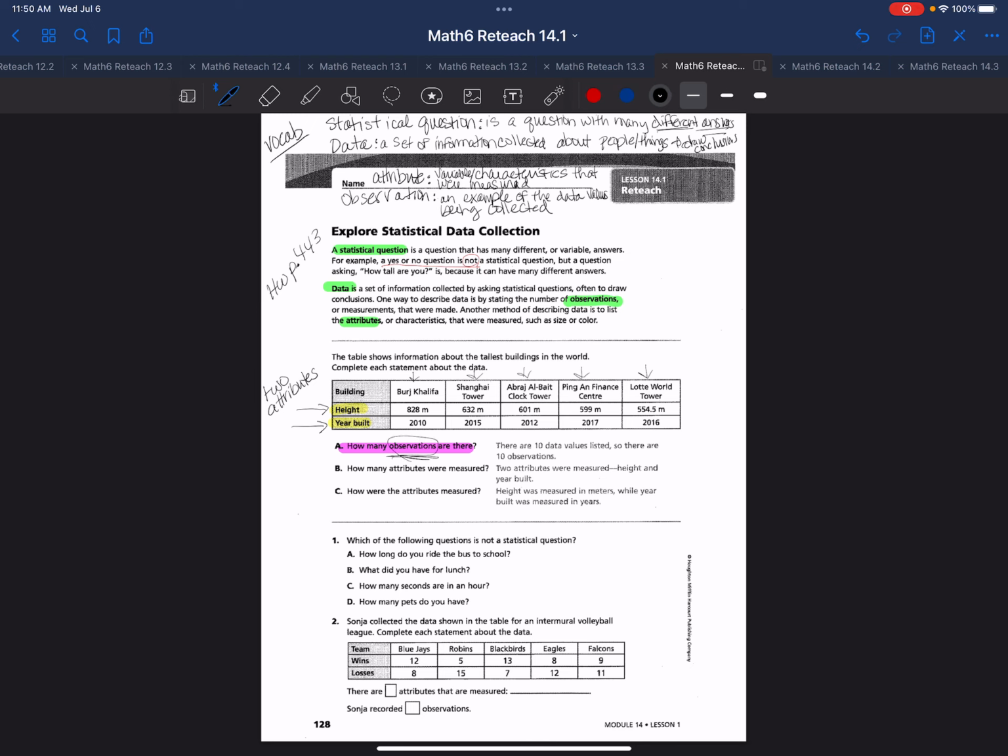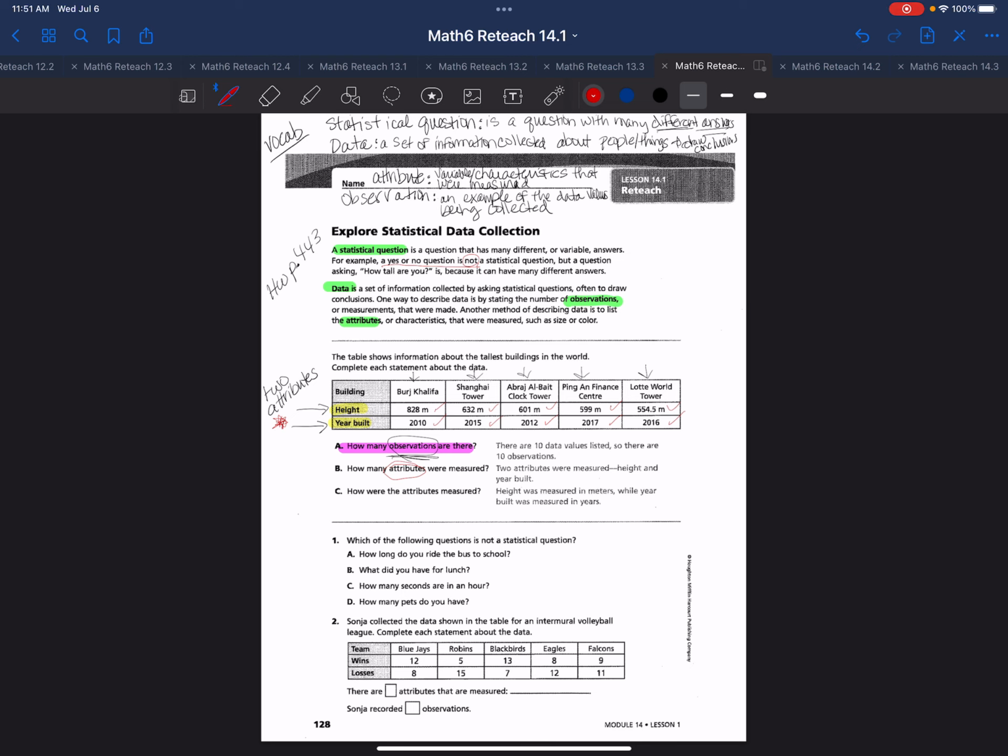There are 10 data values listed, meaning 1, 2, 3, 4, 5, 6, 7, 8, 9, 10. Those are 10 data values listed, so there are 10 observations. Then it's asking how many attributes were measured. Again, we look over here in the table, and the two attributes measured are height and year built.